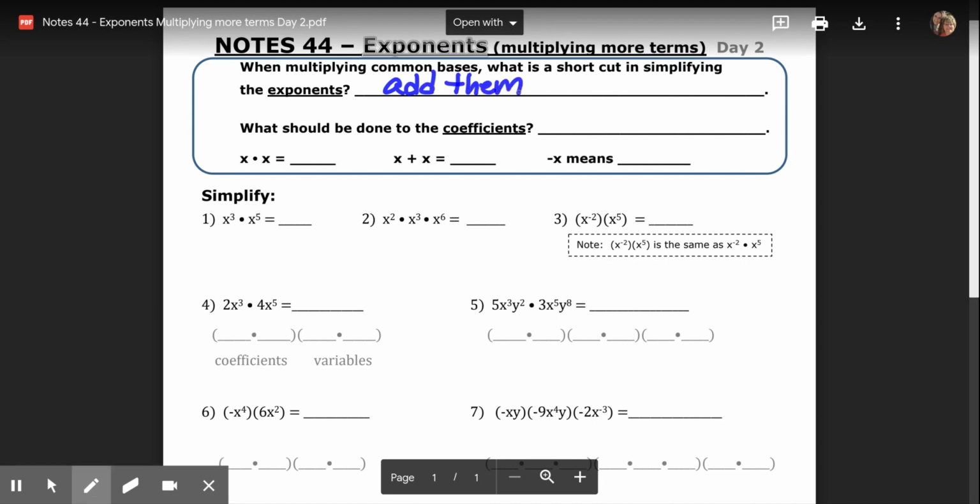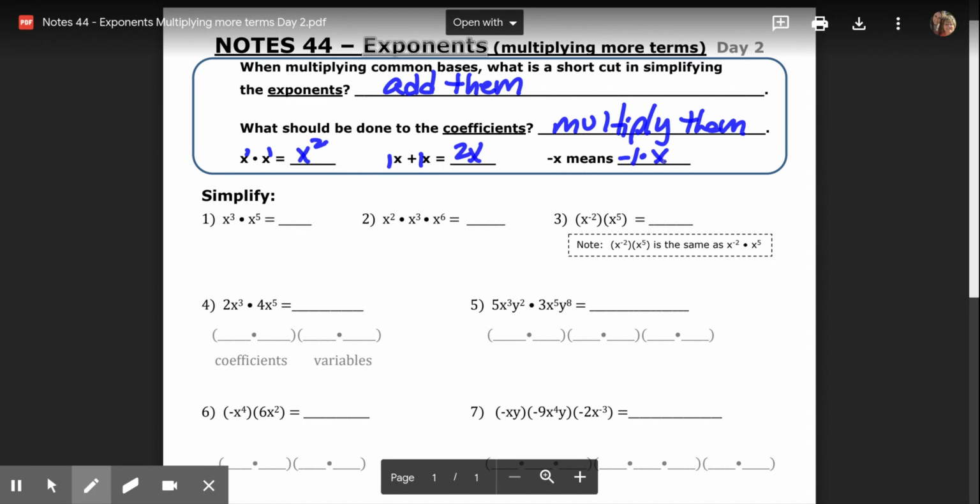What should be done to the coefficients? Multiply them. All right, so on this one, we have x times x, so you add 1 plus 1 and get 2, so that would be x squared. On this one, goes back to probably when you first started combining like terms, maybe 7th grade. So this would be 1x plus 1x is 2x, and it's common to want to add the exponents, but you don't. If you add the coefficients, you can't also add the exponents. And then negative x means negative 1 times x.